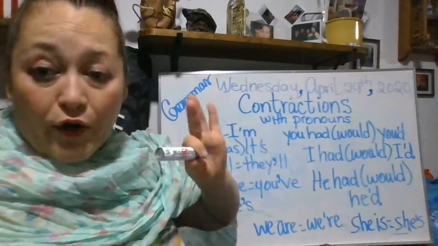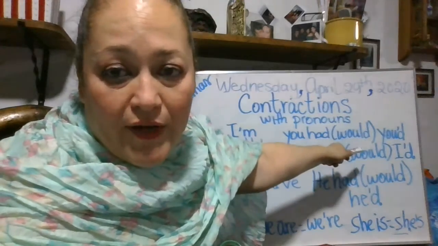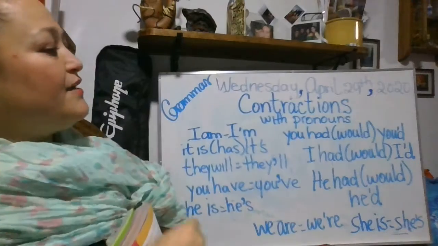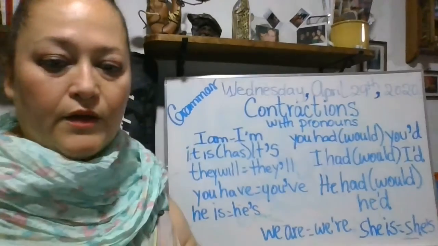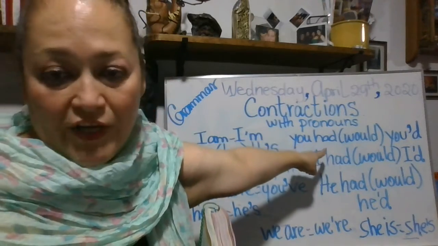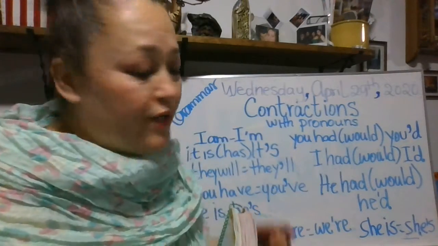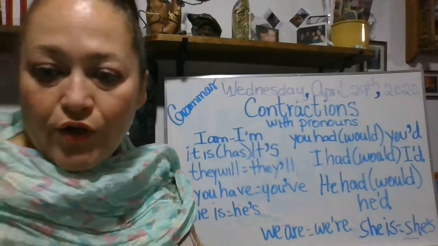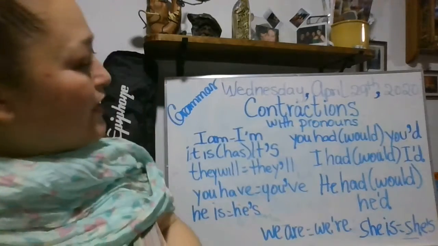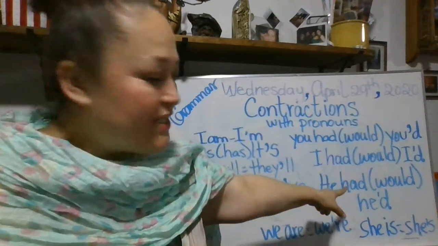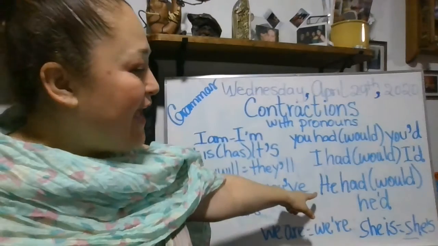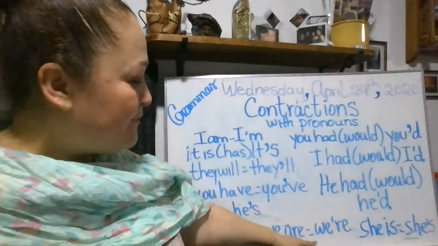You had or would, you can have both of them, okay? If you see had or you see a would, it's you'd, okay? So remember, if you see had or if you see would, remember it's you'd, with an apostrophe D. Here, I had or would, it's exactly the same. It's I'd, I apostrophe D. He had or would, it's he'd.